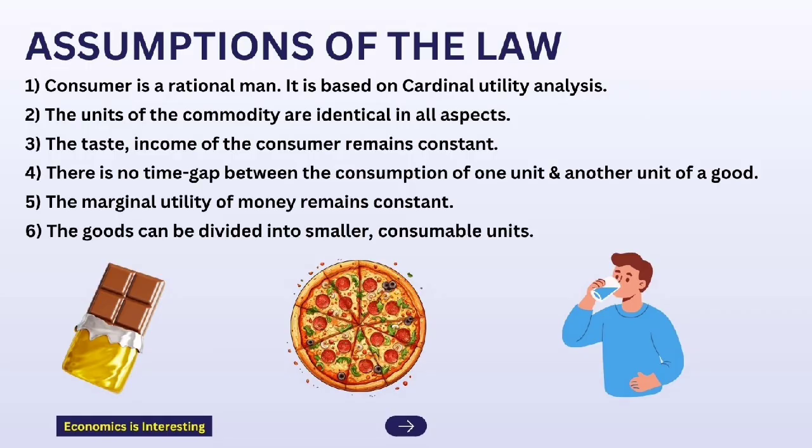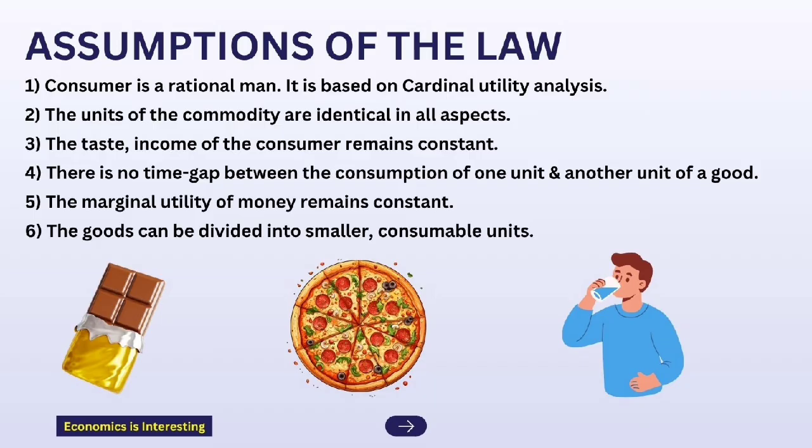Assumption number five speaks about the marginal utility of money remaining constant. Now, what do you mean by this? The value of money does not change during consumption. Let us understand the same thing with an example. Say you have got 100 rupees. So, 100 rupees has the same value before and after eating pizza.